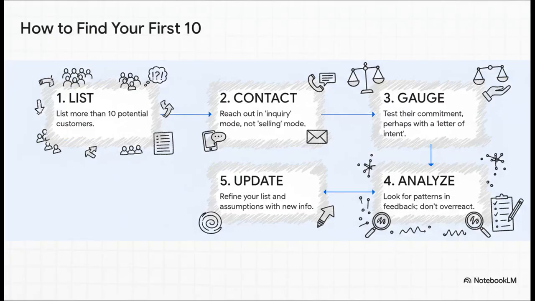Here's the 5-step process. Super simple. First, you're going to list way more than 10 potential candidates. Then you contact them, and remember, you're not selling, you're just inquiring. Next, you gauge their actual commitment. After that, you analyze all the feedback for patterns. And finally, you update and refine everything based on what you just learned.